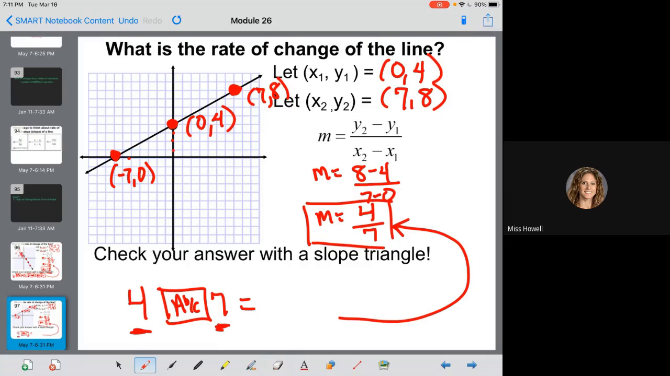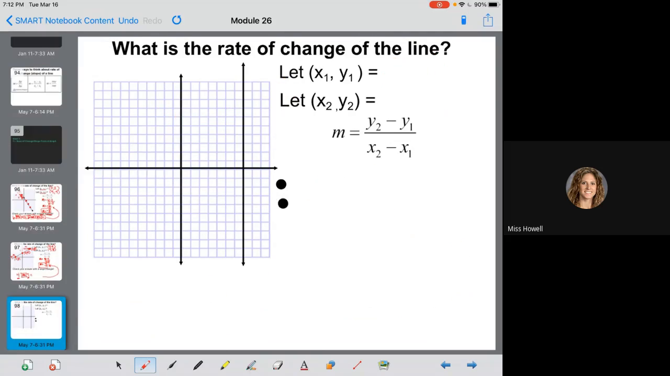which means if I go up 4, and to the right 7, I'll land back on my line. So let's check it. Up 1, 2, 3, 4. Right? 1, 2, 3, 4, 5, 6, 7. Up 4 over 7 gets me back to my line. This guy checks out. I should have known from the beginning that it was positive, because if I start here at the beginning and I start hiking, we're going to head up the mountain, which means we'd have a positive slope.